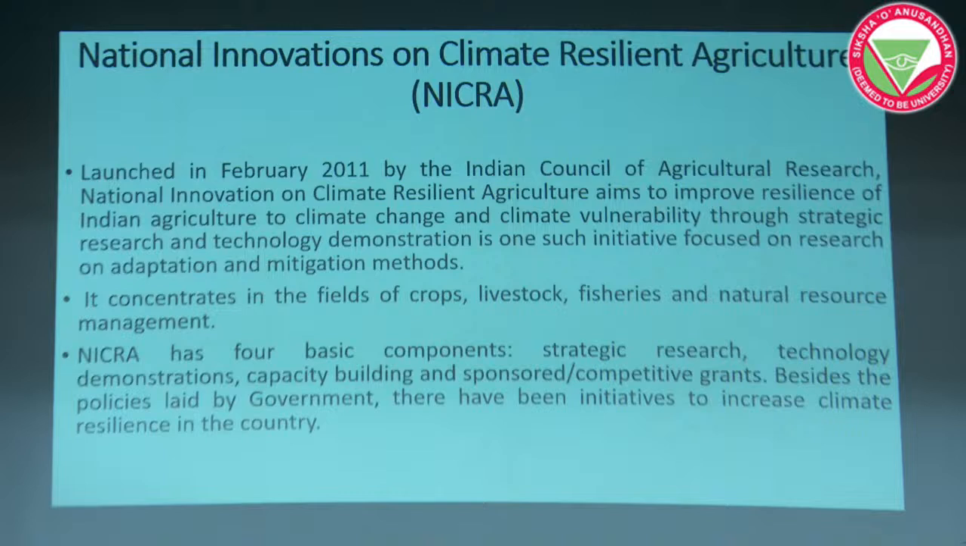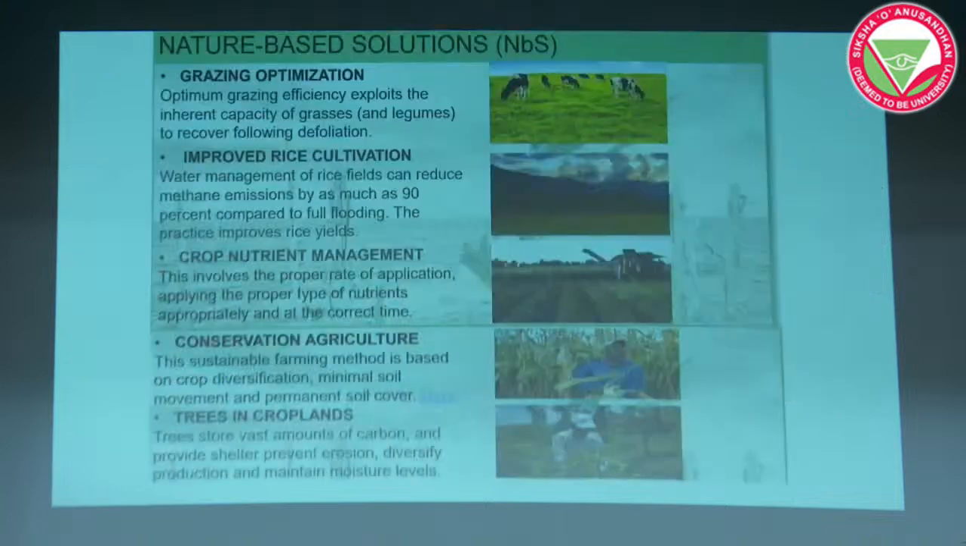Now, this is a NICRA project, already mentioned, that NICRA project is working also for crops, livestock, natural resources. Here the components will be strategic research, technology demonstration, capacity building. Then, these are nature-based solutions to climate change in agriculture: grazing optimization, improved rice cultivation, crop nutrient management, conservation agriculture, trees in the cropland. So all these kinds of information are available.